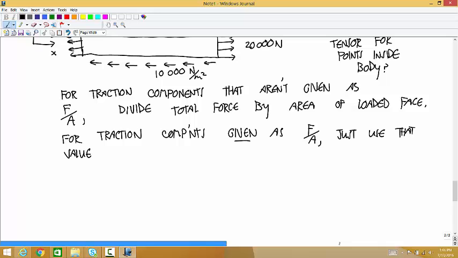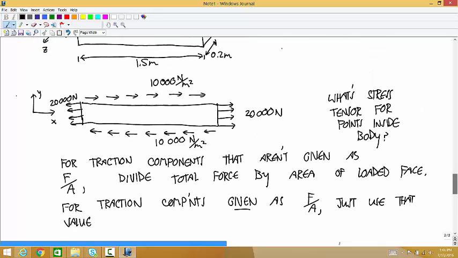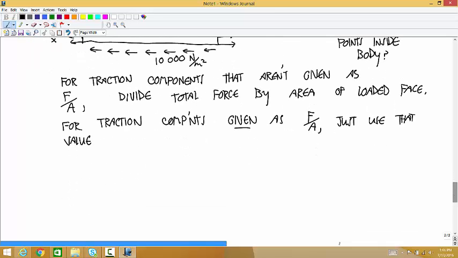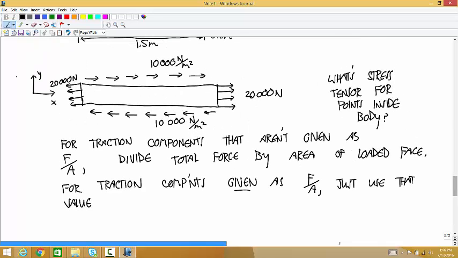Okay, so the traction happening on the top face and the bottom face, those are already given in force per area, so we don't have to mess with those. The ones on the left and right are given as total forces, so we have to figure out the area of the loaded face and just divide.